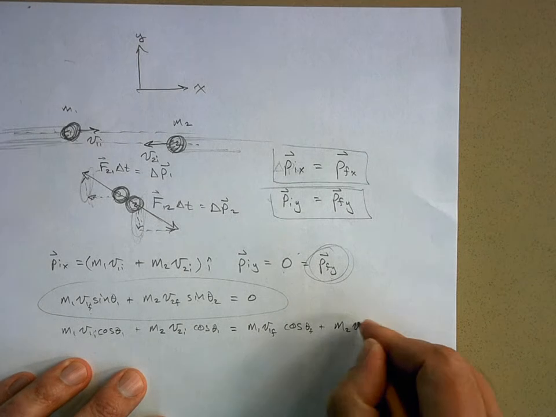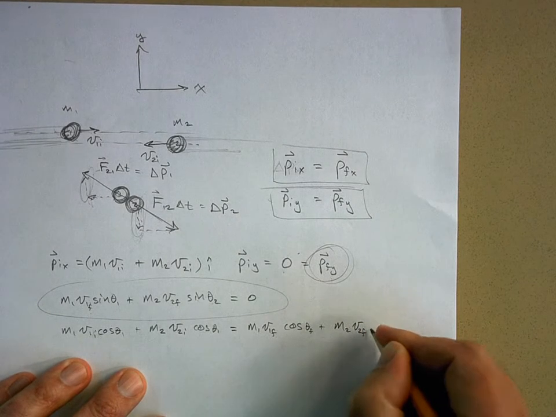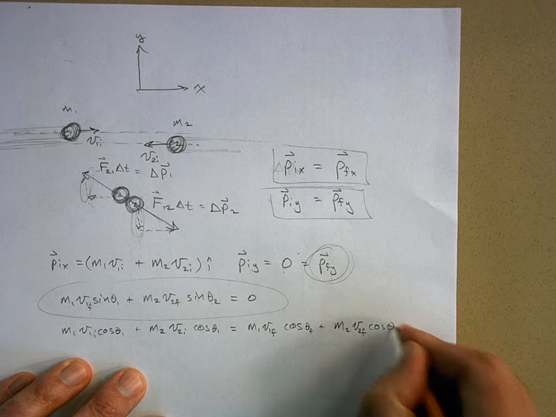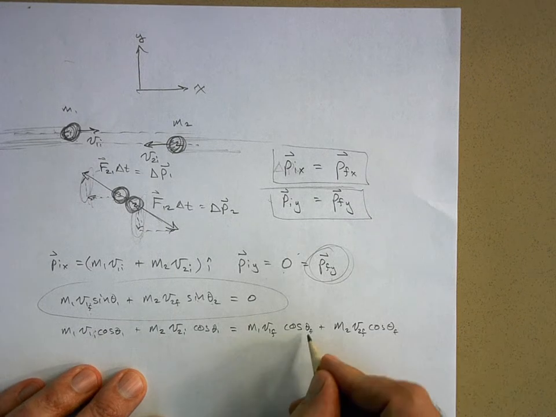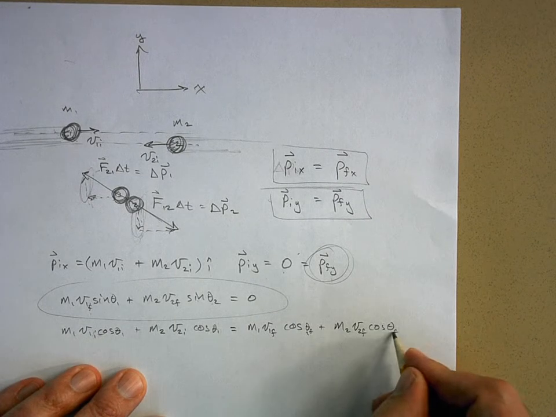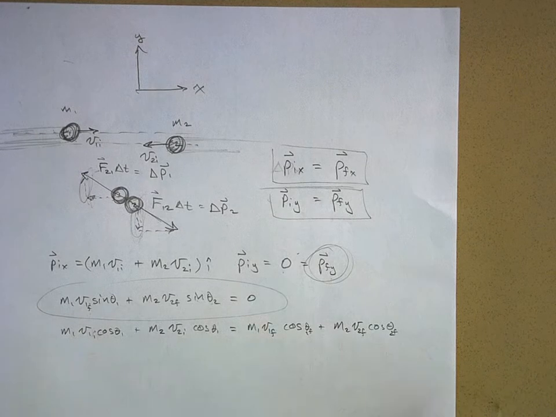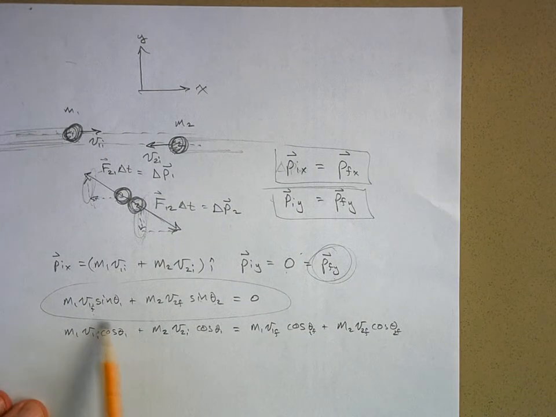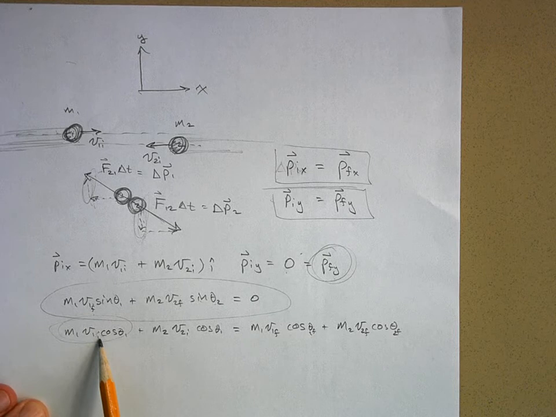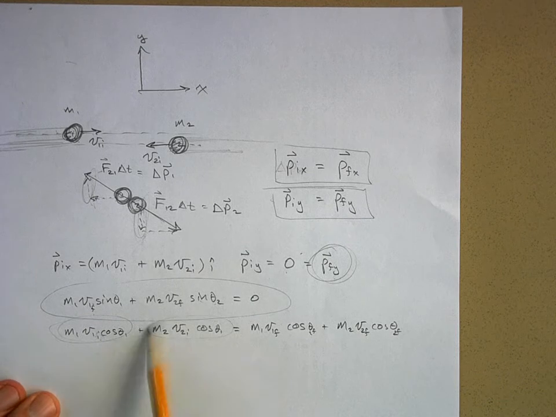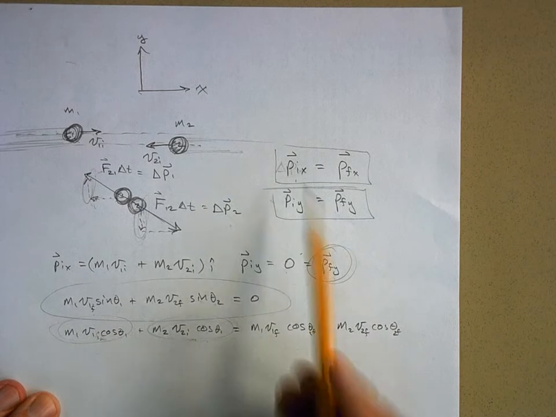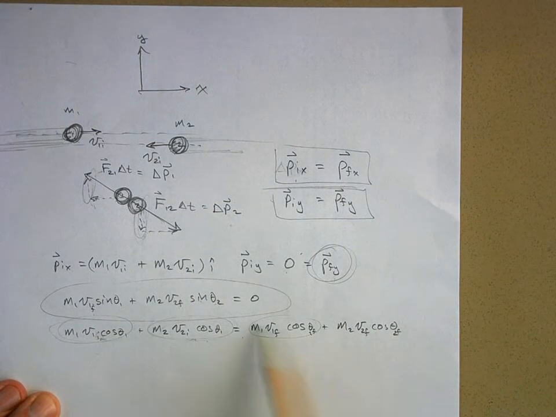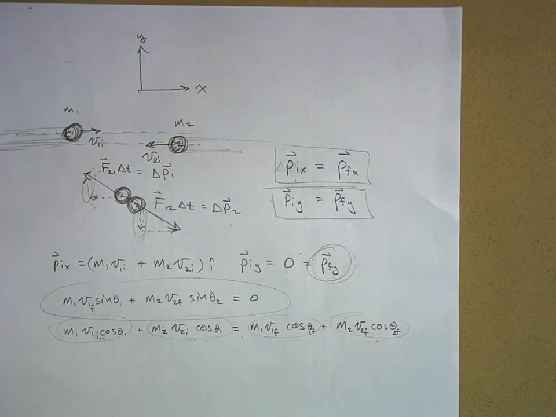M2 V2 final cosine theta final. This is for object 1, this is for object 2. There's a lot of complicated stuff here, but this is just the initial momentum of object 1 in the x direction, the initial momentum of object 2 in the x direction. You add them up. That's what this is saying. Equals, well, this is after the collision, and you'll be given all the information you need in a problem.